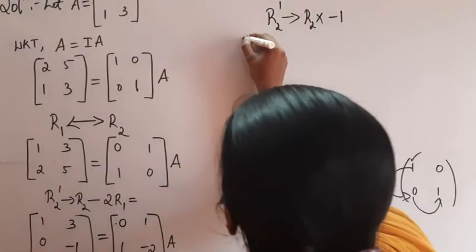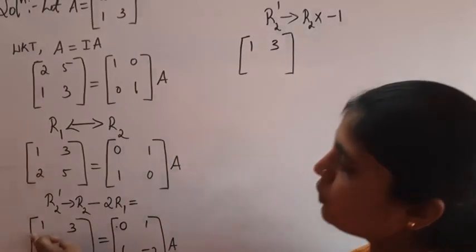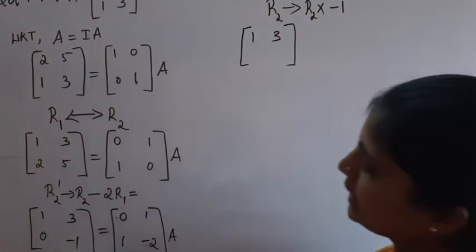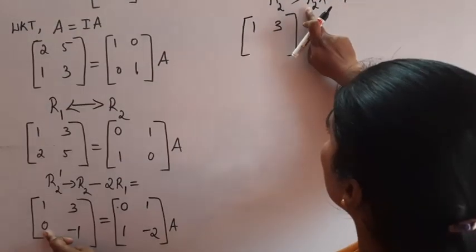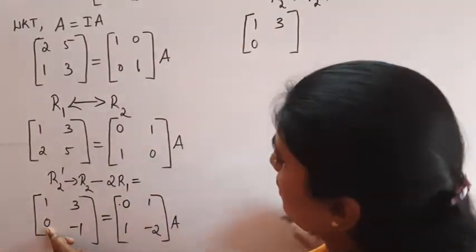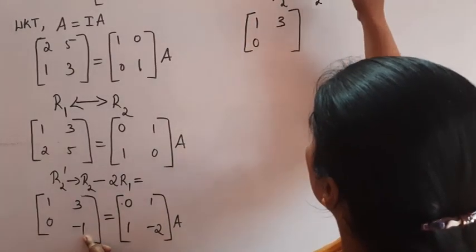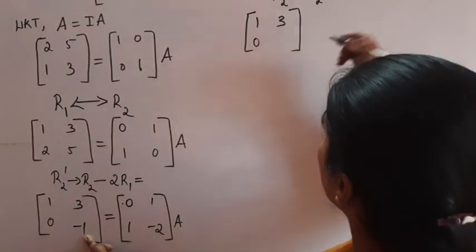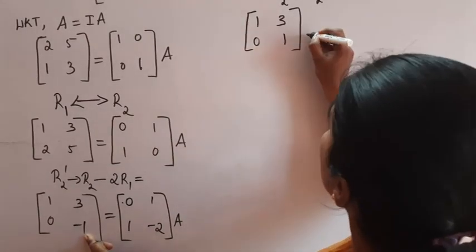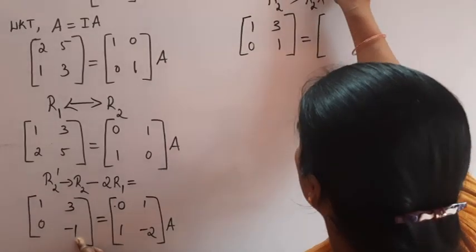Apply it. So here we get the matrix, first row as it is, 1 3. Now look at the second row: the first element is 0, so taking 0 in the R2 place, 0 into minus 1 is 0. Next, R2 has minus 1, so what is minus 1 into minus 1? It becomes plus 1. The same elementary transformation must be applied on the right side.